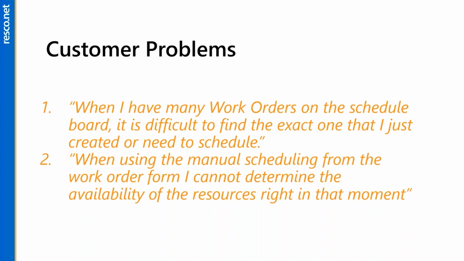Or there was a different use case, a different problem. When using manual scheduling from the work order form, I cannot determine the availability of the resources in that moment. As you remember, there is also the option to schedule manually directly from the work order form, but you can just select the resource. You do not know the availability of that resource. So we took a look at this one, and we added the possibility to schedule a work order directly from the work order form.